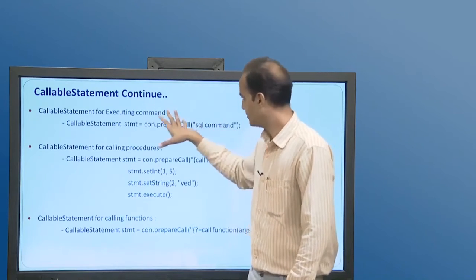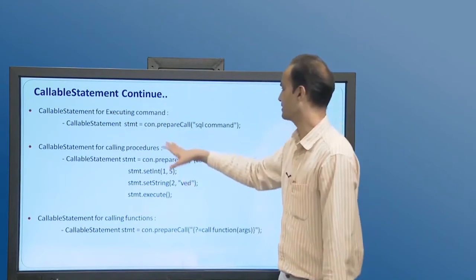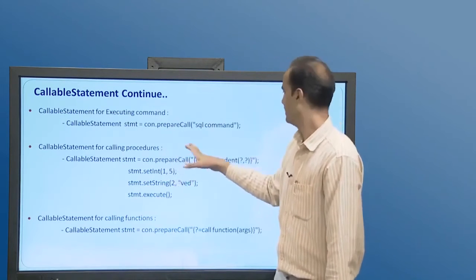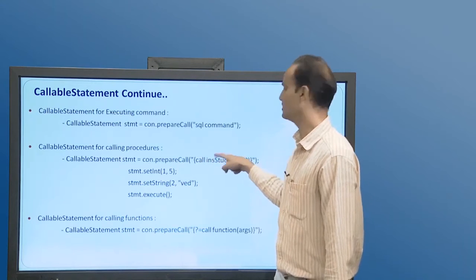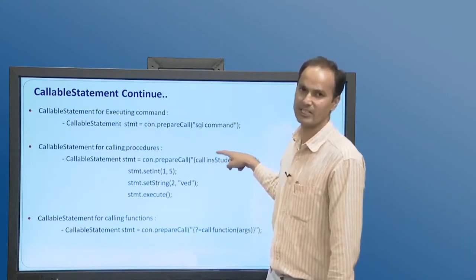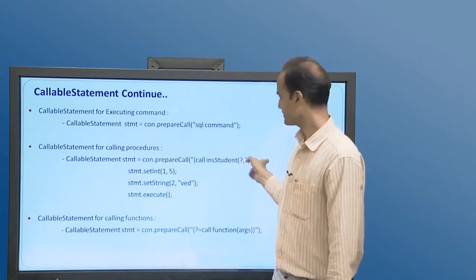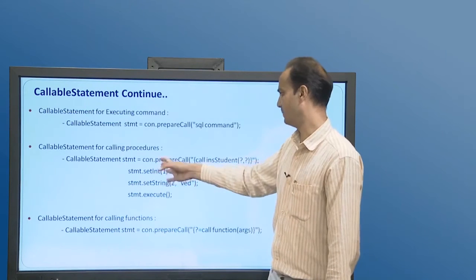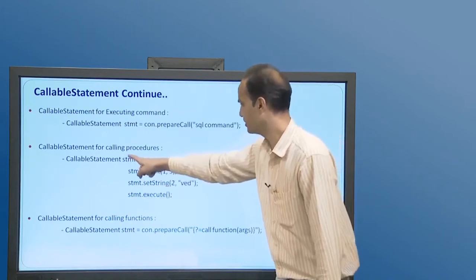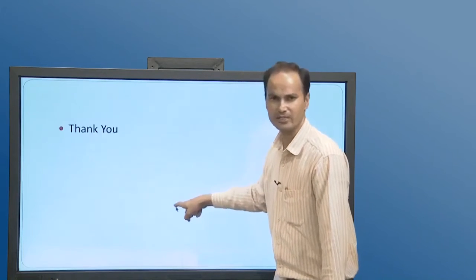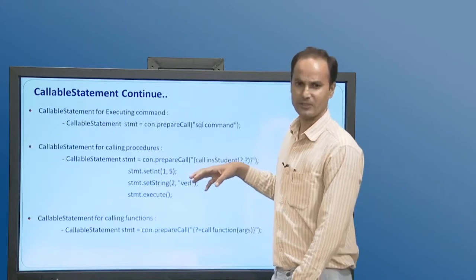In a stored procedure we will use the same syntax, connection.prepareCall method, and we will write in curly brackets call, the procedure name that we have created in the database, and after that we will pass the arguments, like we did in a PreparedStatement, first argument, second argument, and then we will execute this statement with the execute method. So the parameters passed will be executed efficiently.